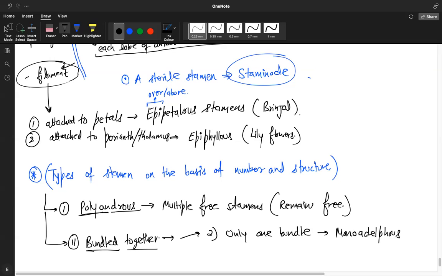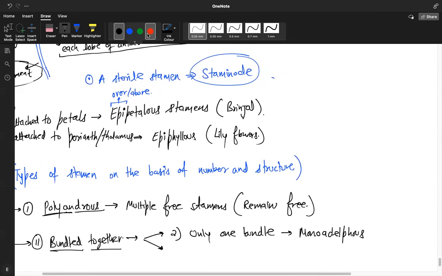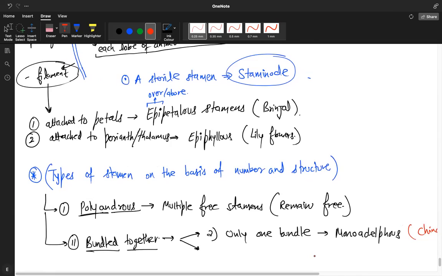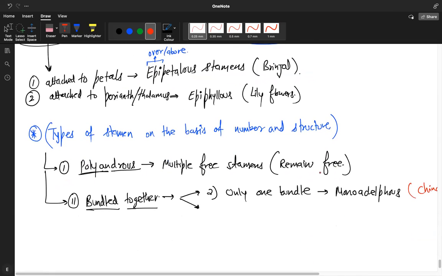Adelphous means they're bundled together. If there are two bundles, then monoadelphous, diadelphous. Perfect. So monoadelphous is China rose. That's why I was asking, when they show you China rose in school, they always show you that all the stamens are present in the center in a bundle, just surrounding the ovary. It's a beautiful arrangement. And you are perfectly correct that if there are two bundles of stamens, then it will be called diadelphous. Nothing to remember, right? Simple. And this happens in pea flower. Pea, okay?